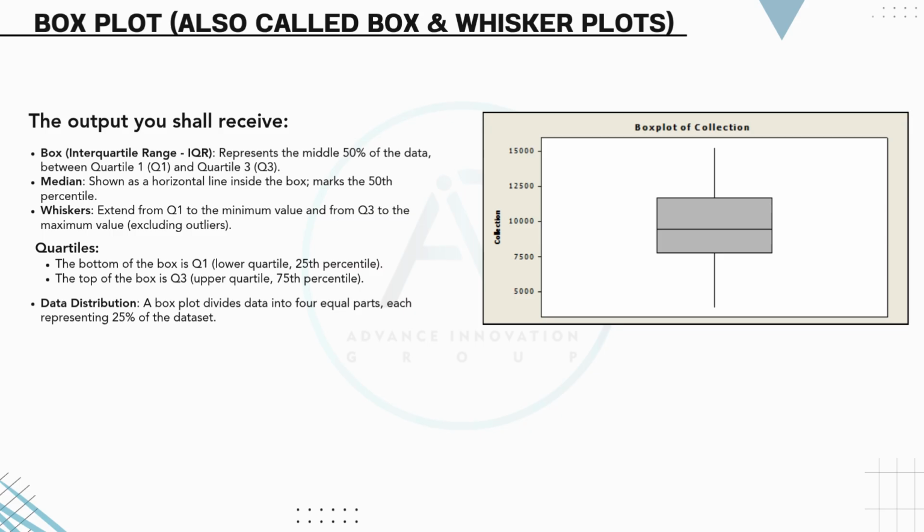Data distribution. One of the biggest advantages of a box plot is that it visually divides the data into 4 equal parts, each containing 25% of the data set. This makes it easy to understand how spread out or concentrated the values are. This kind of output is essential for quickly evaluating data symmetry, skewness, spread, and identifying potential outliers. It's especially useful in performance analysis, quality control, or any exploratory data review.